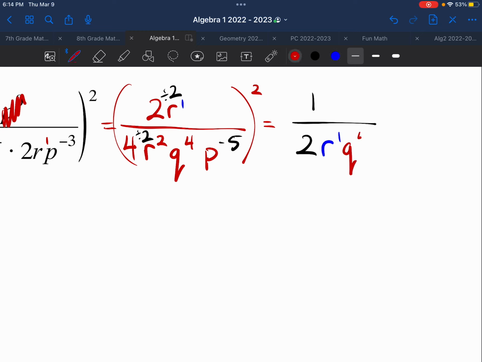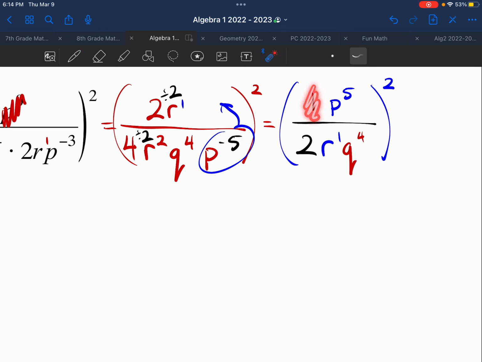I have a q to the power of 4, p to the power of negative. Wait a second. I can make that even easier. Whenever I have a negative power, doesn't that mean flip? Let's go ahead and flip p up to the top. I'm going to say you are going to come up here, and this is going to be p to the power of not -5, but +5. And now that's still all to the power of 2. Okay, I can't get the inside any more simplified aside from just crossing off the 1.